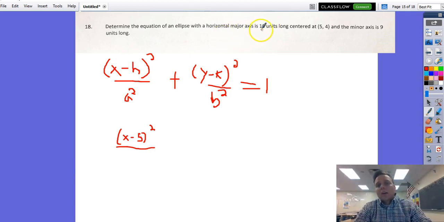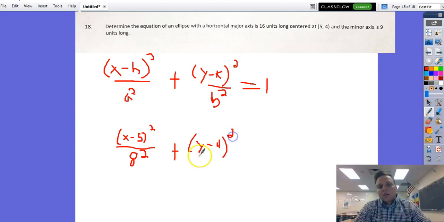So the horizontal major axis is 16, so you need to take half of that, which is 8, and you need to square that to get right here. So I'm just going to put 8 squared, but then I'm going to actually write it out. So you're going to get 8 squared plus (y minus 4) squared, all divided by, once again, this is your minor axis, so you need to take this 9 and cut it in half. So 3 squared is equal to 1.